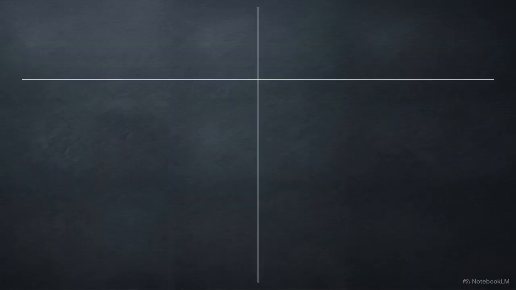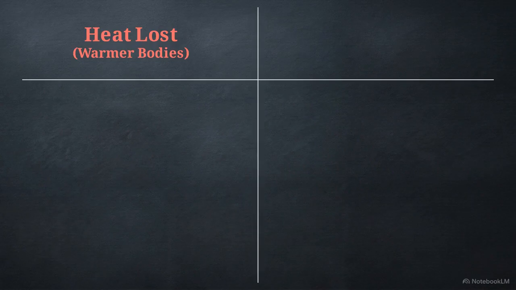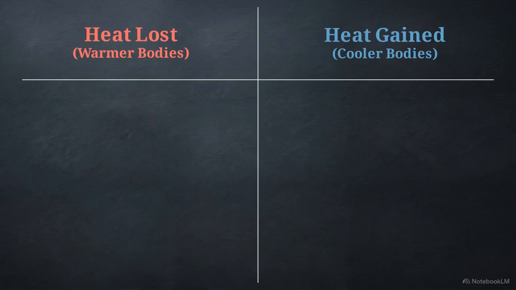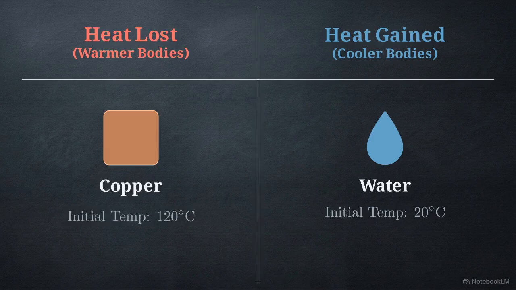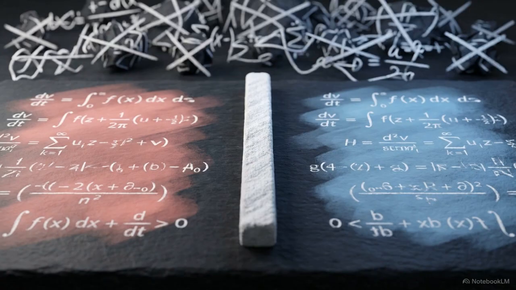To prevent variable cross-contamination, we divide our workspace. We create a red column for the heat lost by warmer bodies on the left and a blue column for the heat gained by cooler bodies on the right. We place the hot copper, starting at 120 degrees, strictly on the left side under heat lost. We place the cold water, starting at 20 degrees, strictly on the right side under heat gained. By physically segregating the starting variables on the page, we eliminate the mismatched data entries that often disrupt calorimetry attempts.